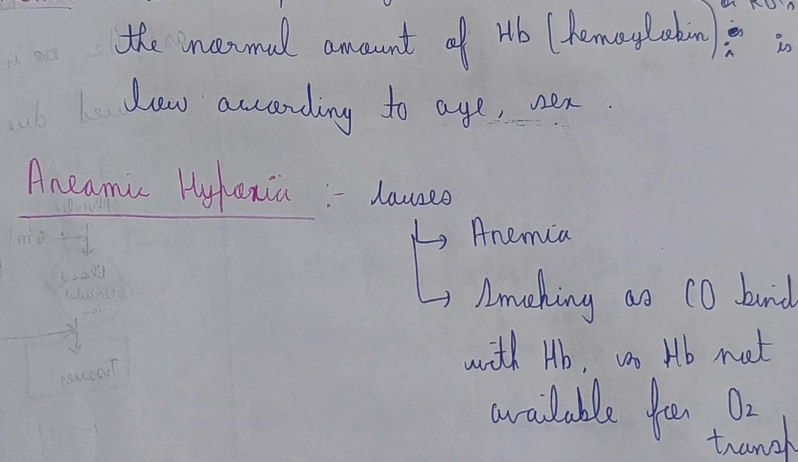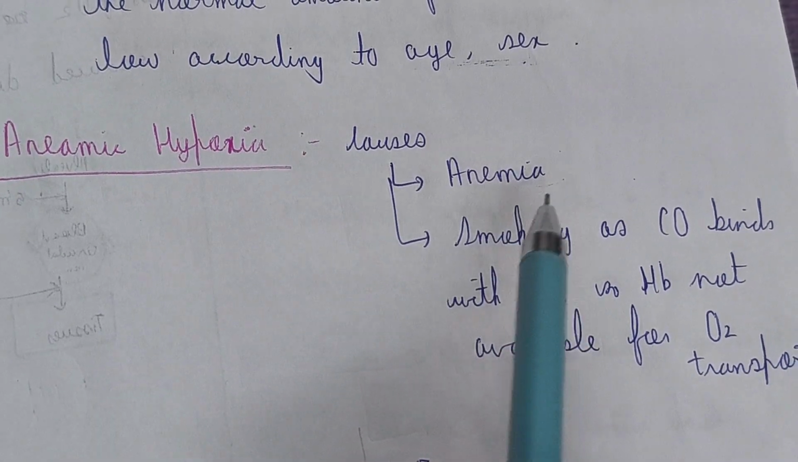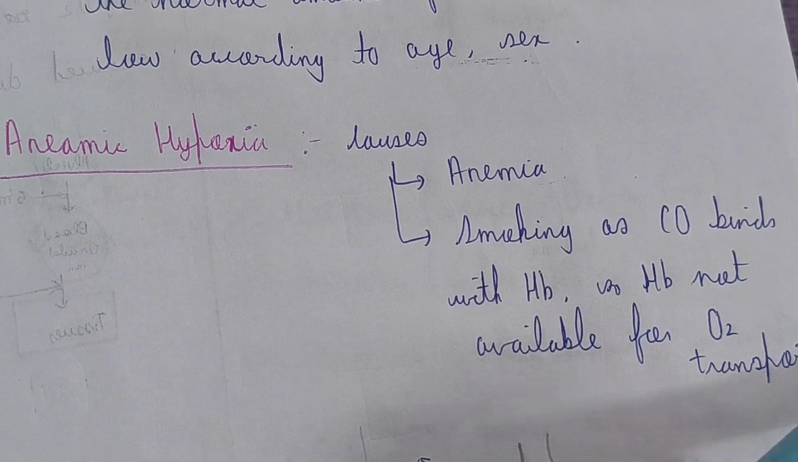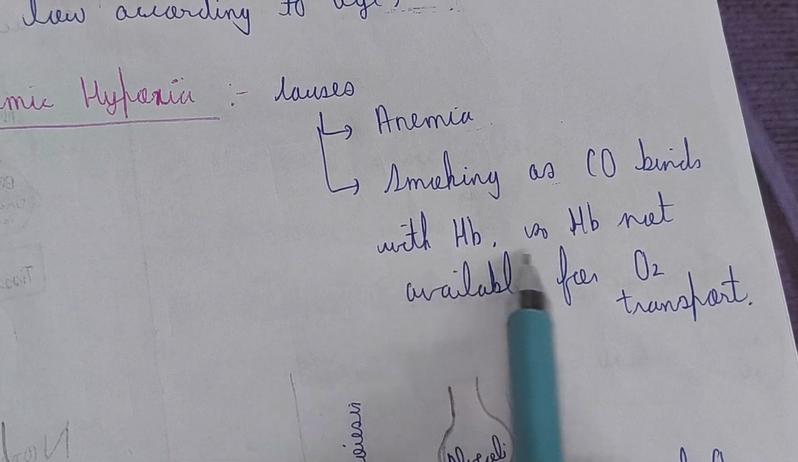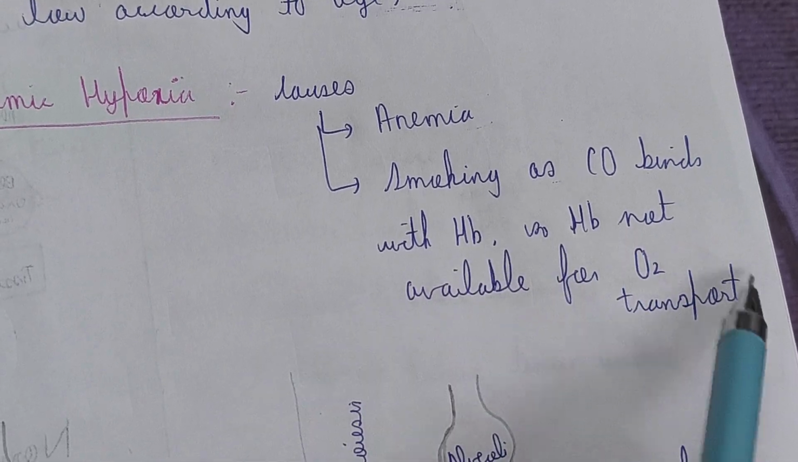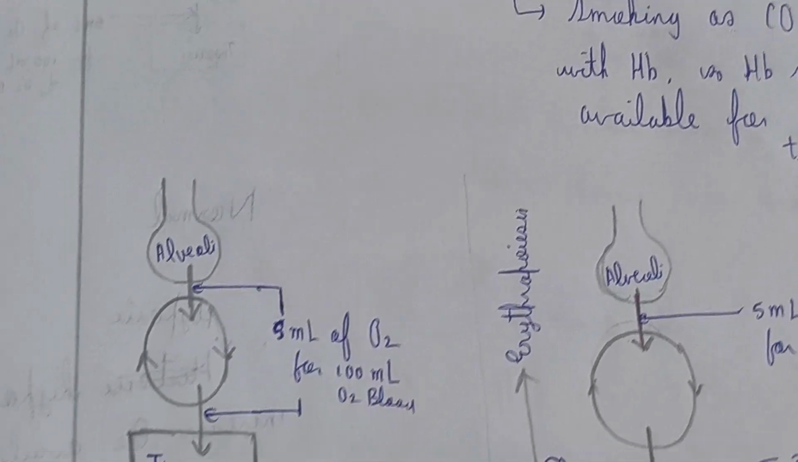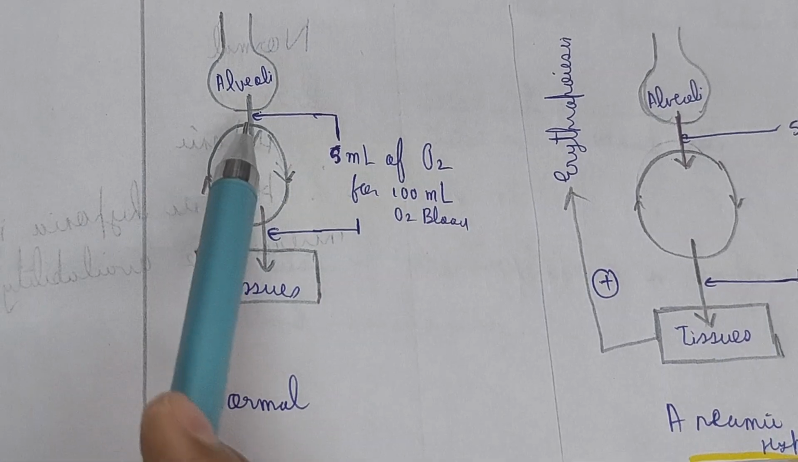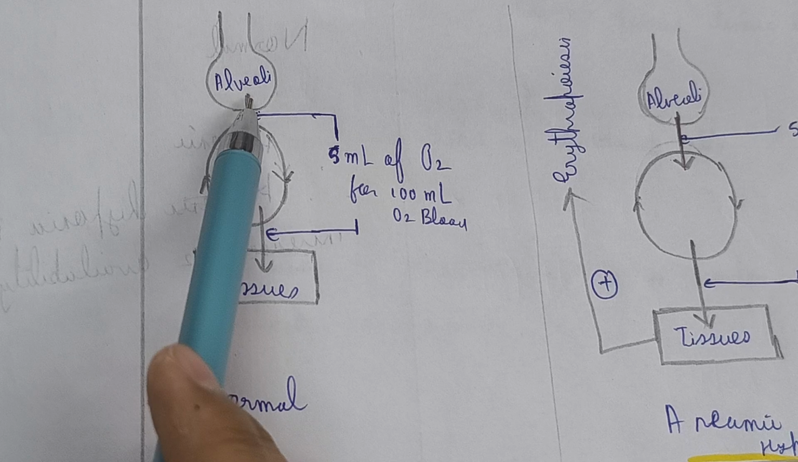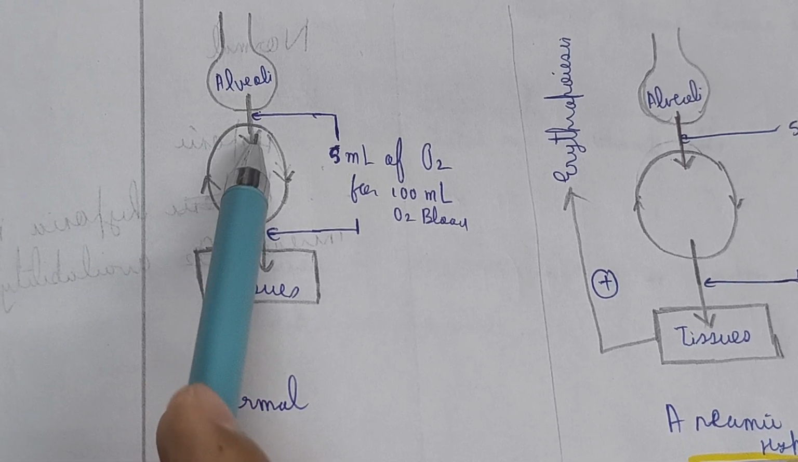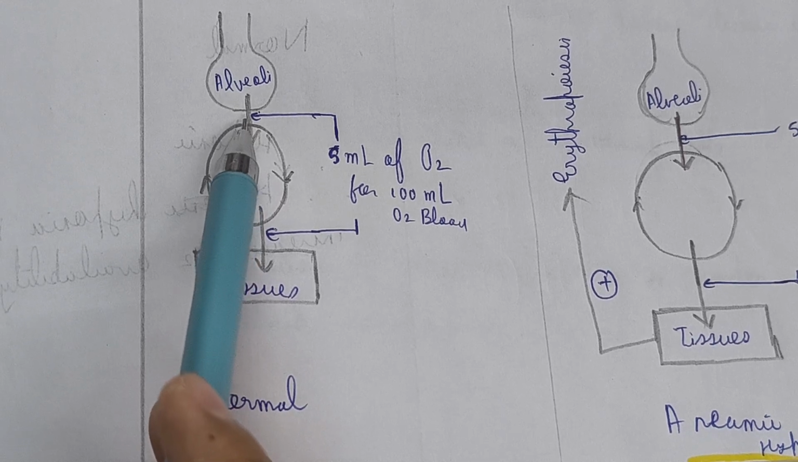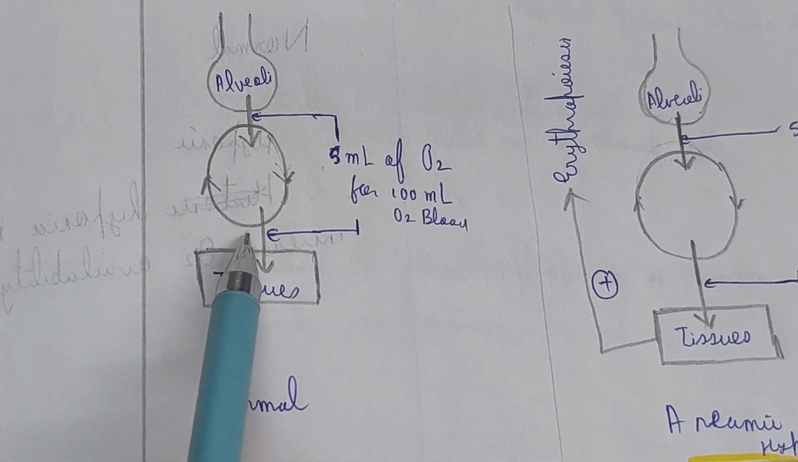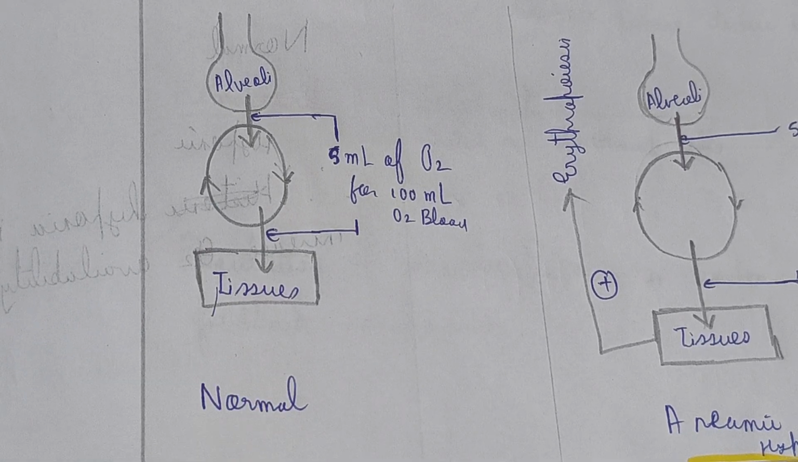So anemic hypoxia is caused by anemia and also by smoking. Why smoking? Because we know that in smoking, carbon monoxide binds with hemoglobin, so hemoglobin is not available for oxygen transport. Here also you can see that partial pressure of oxygen is normal, so 5 ml of oxygen is transported to 100 ml of oxygenated blood, and with the help of hemoglobin it is again transported to the tissue, so it is normal.